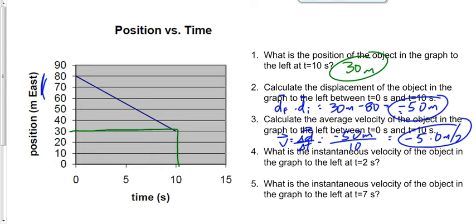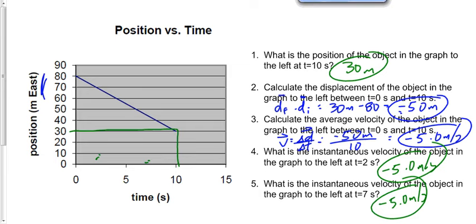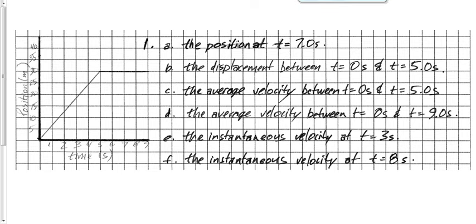What do we know about the object in this graph? It's going at a constant velocity. Yeah, constant negative velocity. So if that constant velocity is 5, what's the instantaneous velocity at 2 seconds? Negative 5. What's the instantaneous velocity at 7 seconds? Negative 5. The velocity is the same everywhere, right? All right, if you're okay about that, let's try the back side of that worksheet, starting with question number 1.